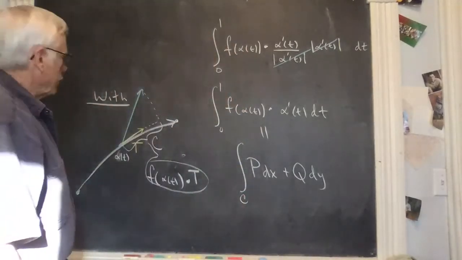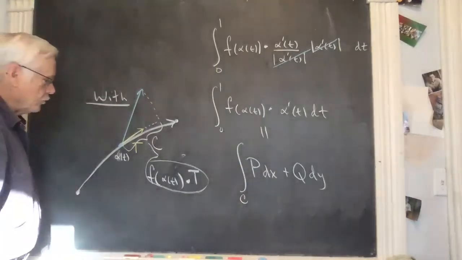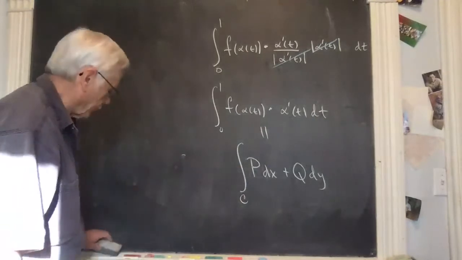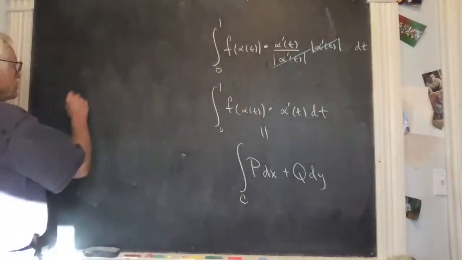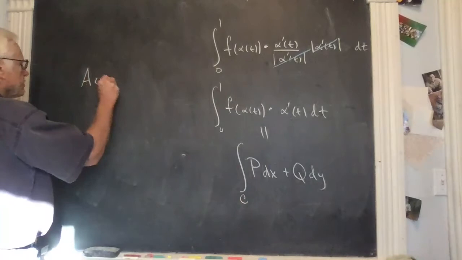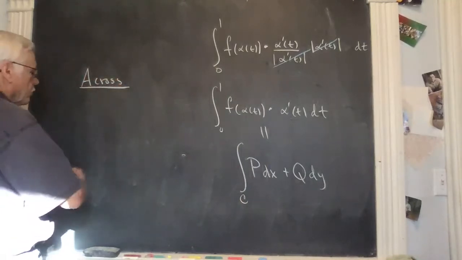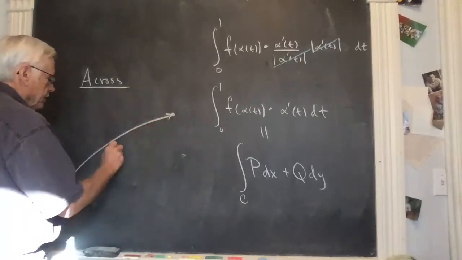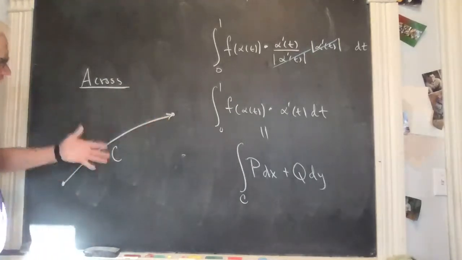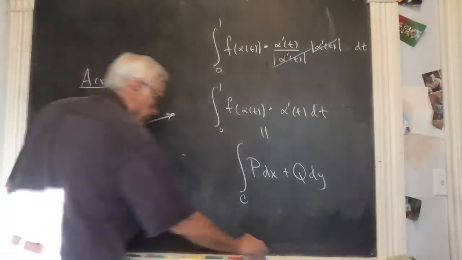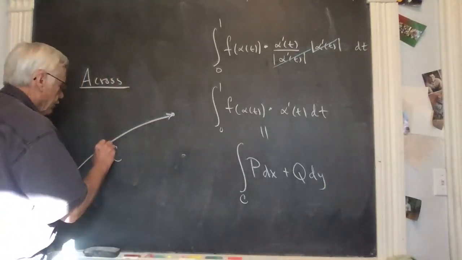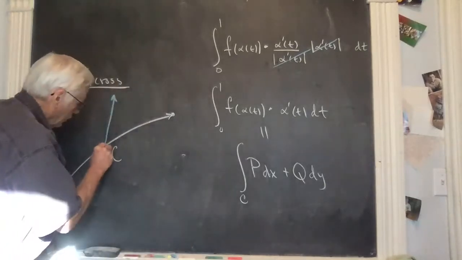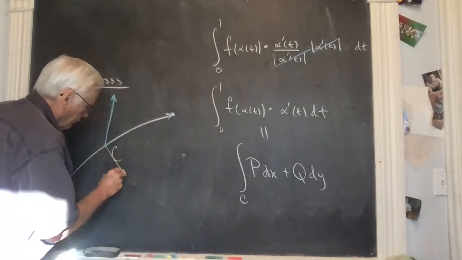So this is it for the force that's with you. For the force that's across you, it's a little different, but not that much. We again have C, it's again oriented, and I'll again assume that alpha is the parameterization. We've got a force at every point. We look at a normal vector.